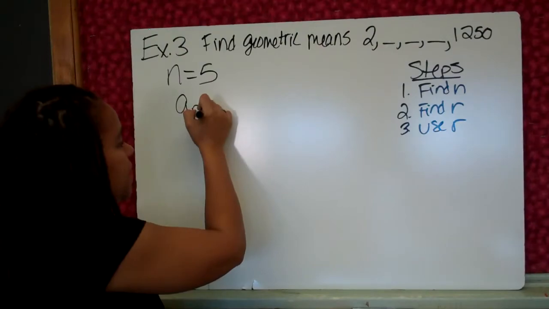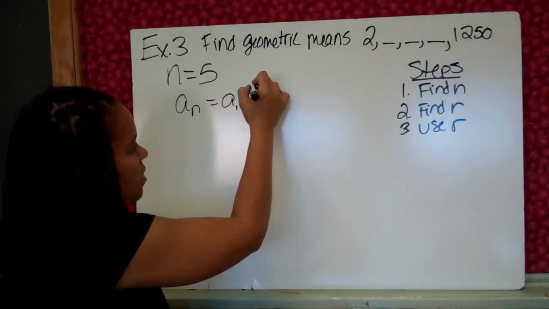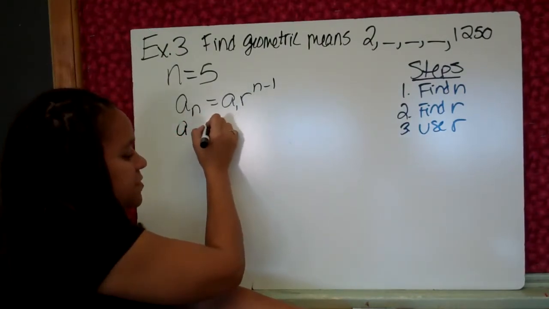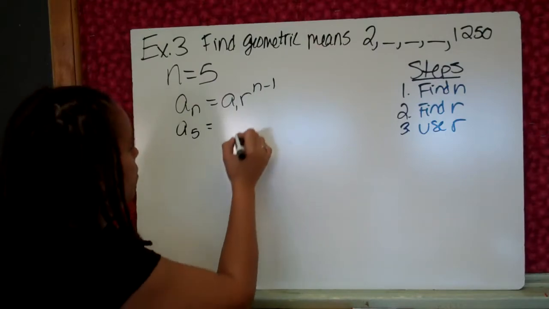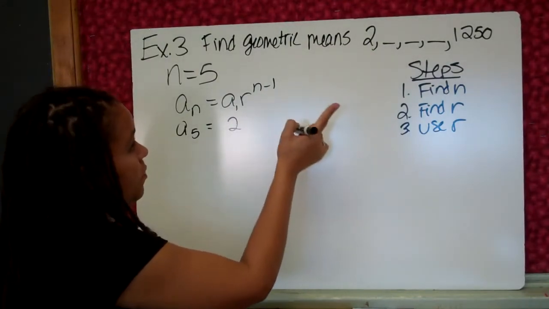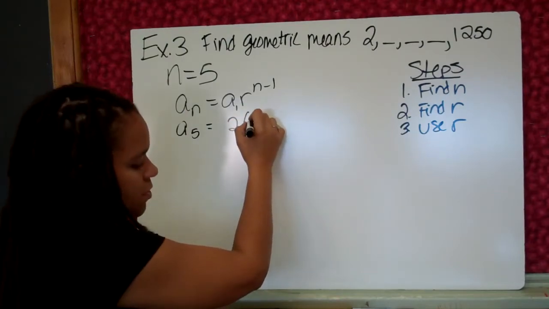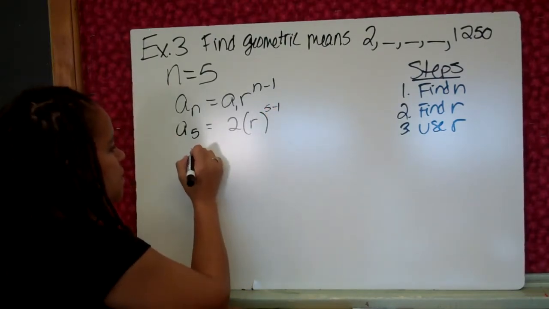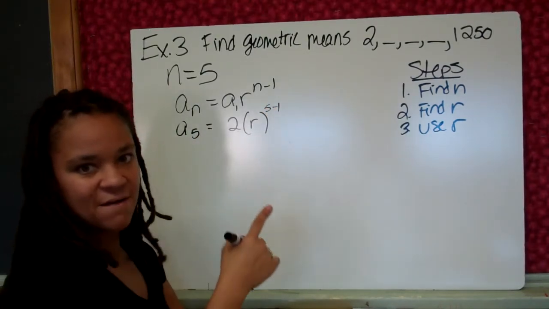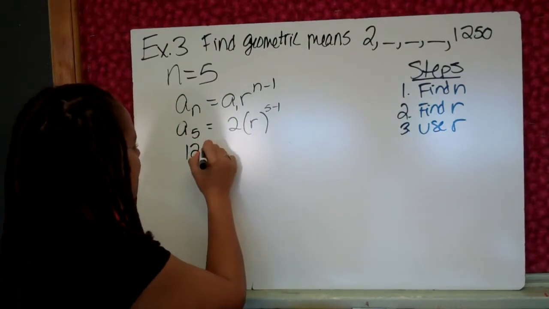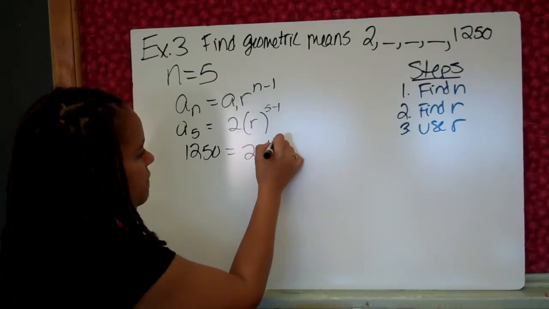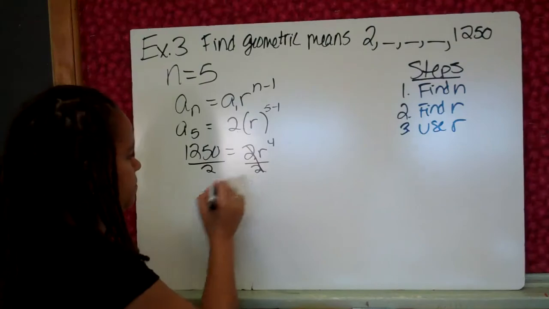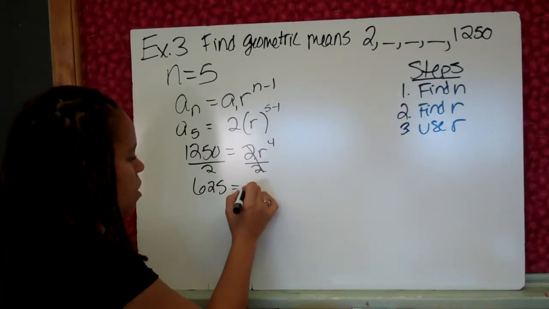So let's use a sub n is equal to a sub 1 times r to the n minus 1. And we're going to use a sub 5 is equal to, we know a sub 1, it's 2. And do we know r? Nope. Times r, but we do know, we're looking for a sub 5, so this will be 5 minus 1. And we know what a sub 5 is, the final term. So 1250 is equal to 2r to the 4th. So if we divide by 2, then we're going to get 625 is equal to r to the 4th.